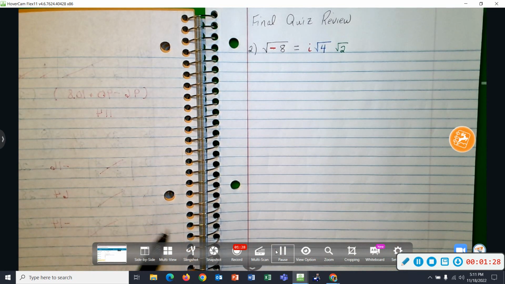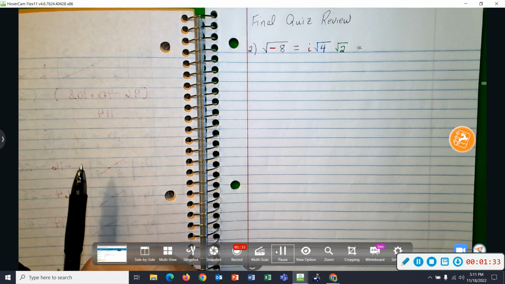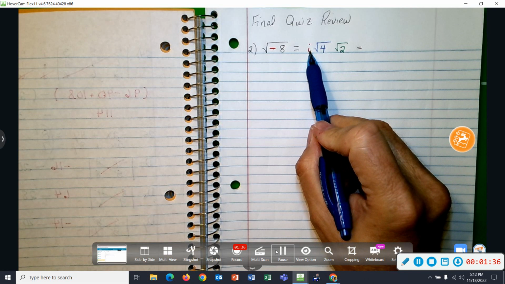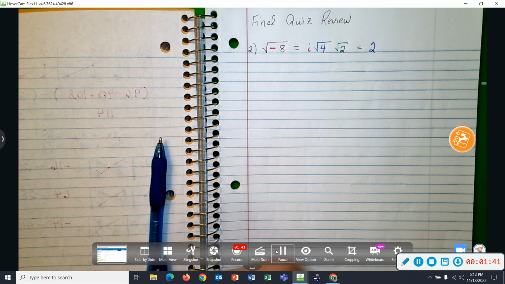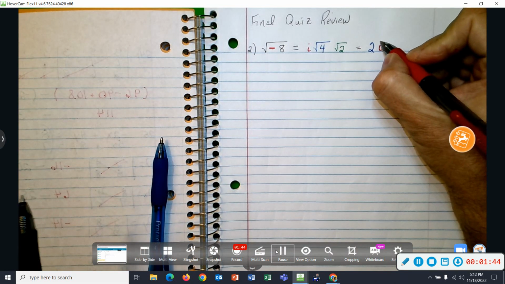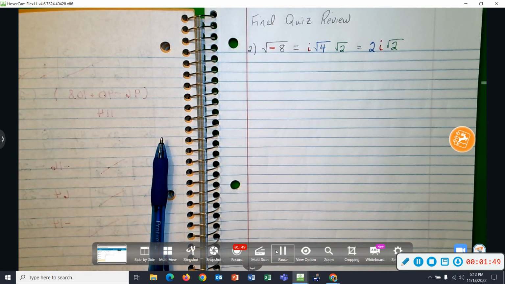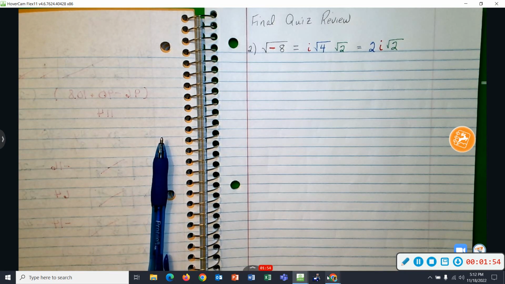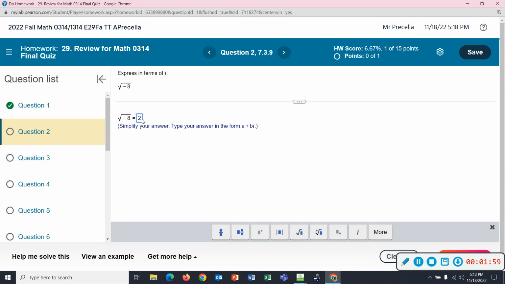If you're following the colors, I'll write this in standard form, which puts the i in front of the square root. The square root of 4 is a 2. Then we have the i, and then we have a square root of 2. So the square root of negative 8 is 2i square root of 2. Check it.